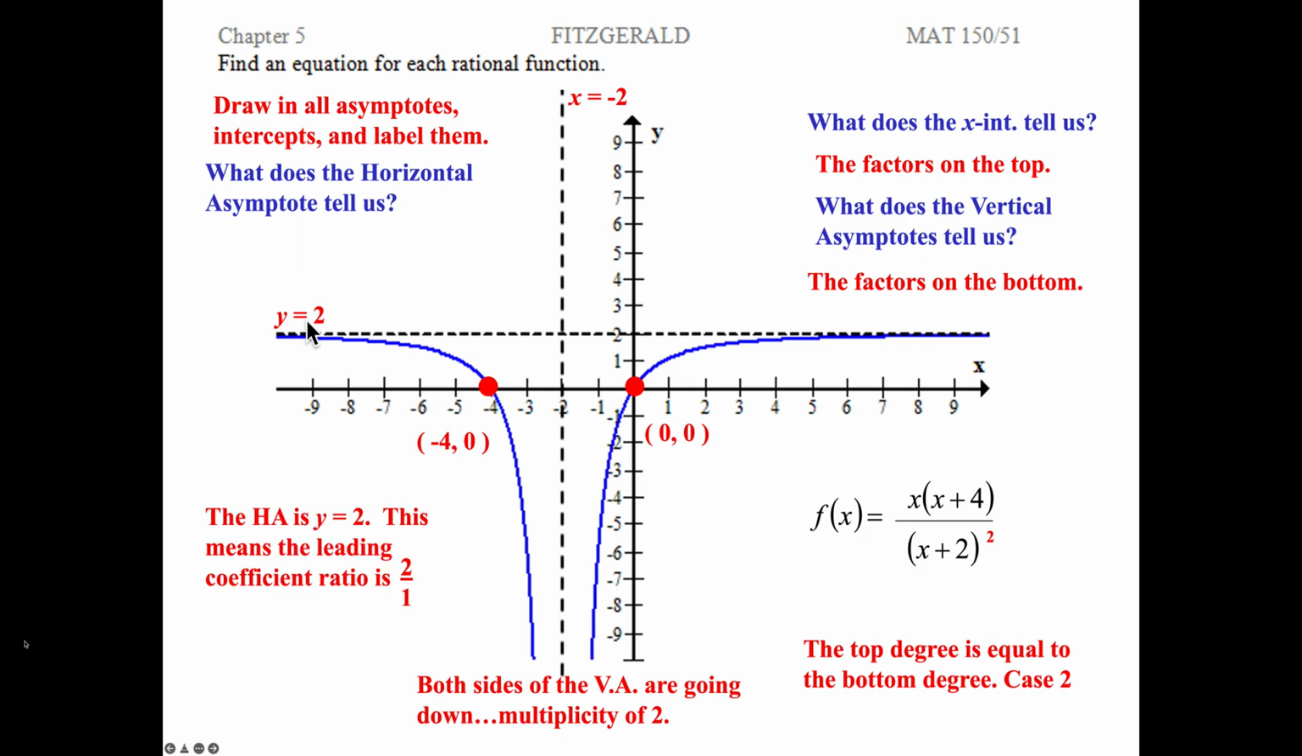We have to have a y equals 2. So you have to have a leading coefficient of 2x squared over 1x squared. So we've got to take this 2 here and multiply it to the x. So this would be my final factored form: 2x times x plus 4. If you multiplied it out, it'd be 2x squared plus 8x. On the bottom, you'd have x squared plus 4x plus 4. 2x squared over 1x squared gives me that 2 over 1 ratio for that horizontal asymptote.